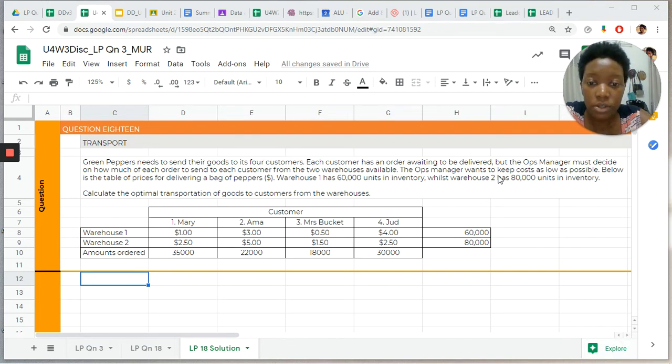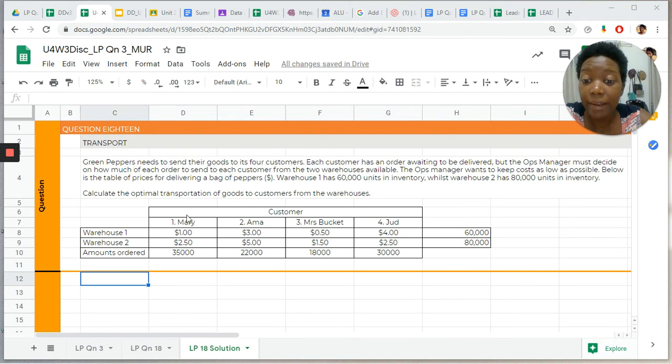Okay, so in summary, 4 people have made orders for green peppers, and we can deliver these orders from 2 different warehouses. But it costs different amounts to deliver these orders to the people from each warehouse, depending on where the people stay. So the breakdown you have below is how much it costs to deliver. The first cell is how much it costs to deliver to customer 1 from warehouse 1.